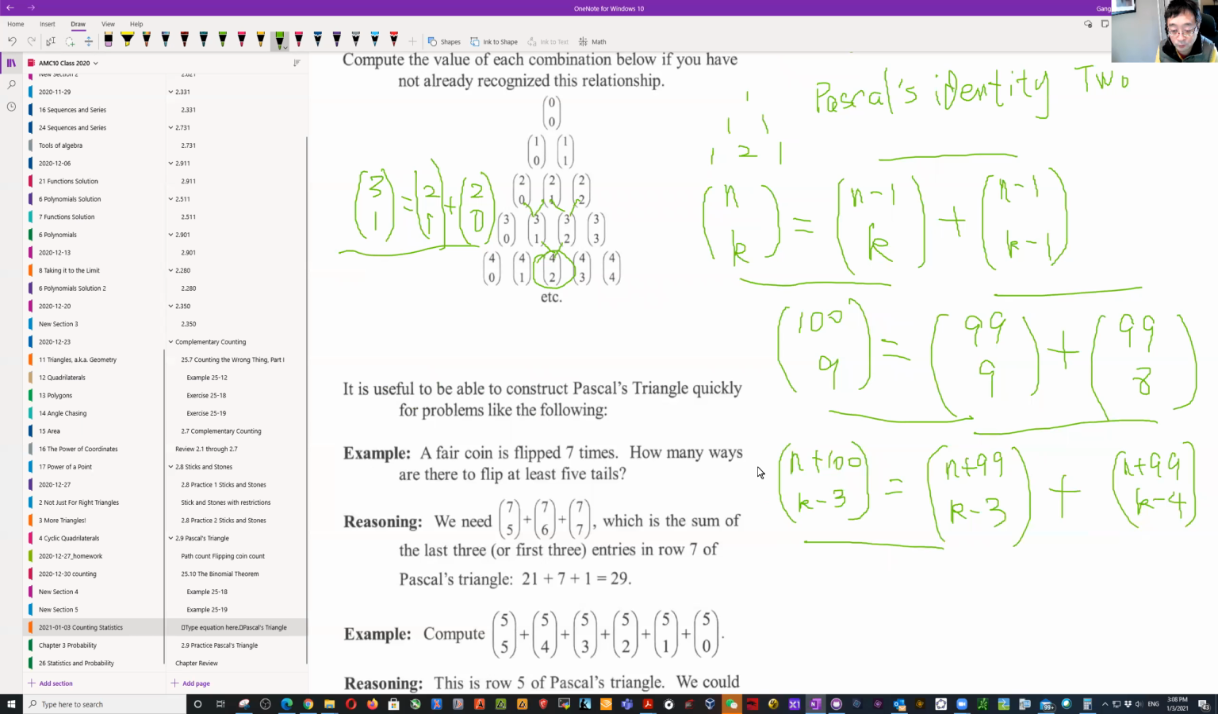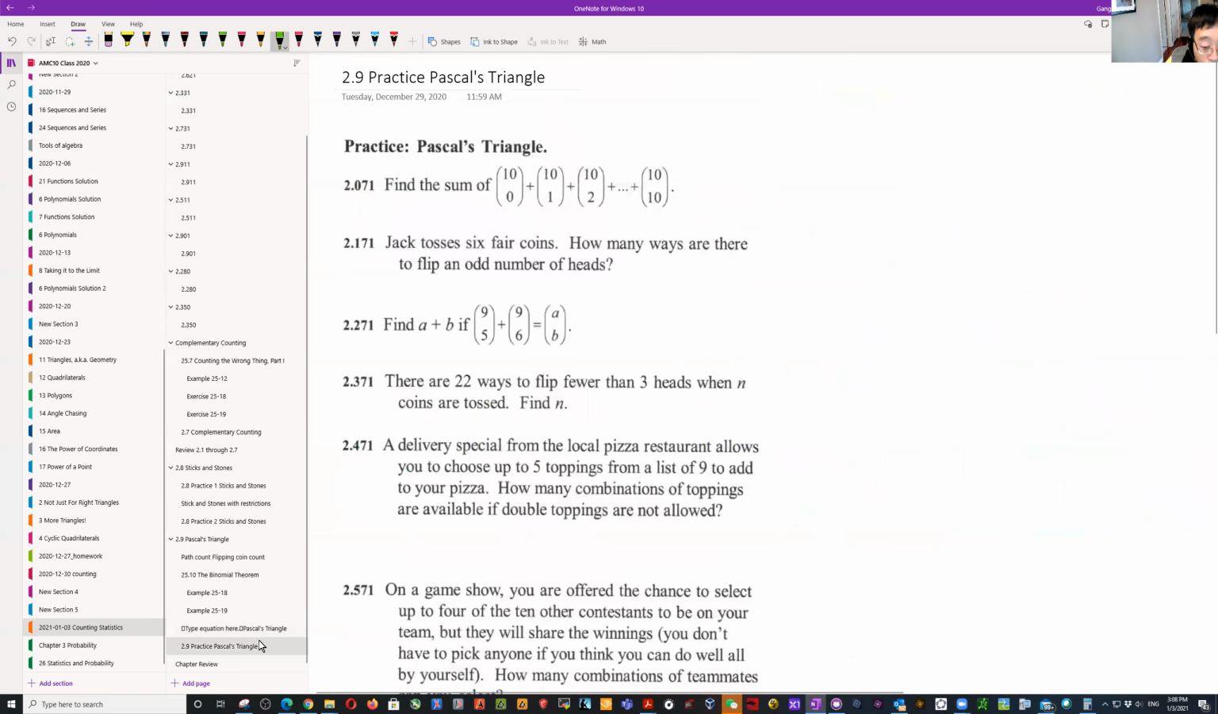And why is that true? Intuitively speaking, it's just the rule for how you construct Pascal's triangle. Every middle term is the summation of the diagonally related top layer terms. Okay, so we have got enough of Pascal's triangle. We have the knowledge to tackle this problem.